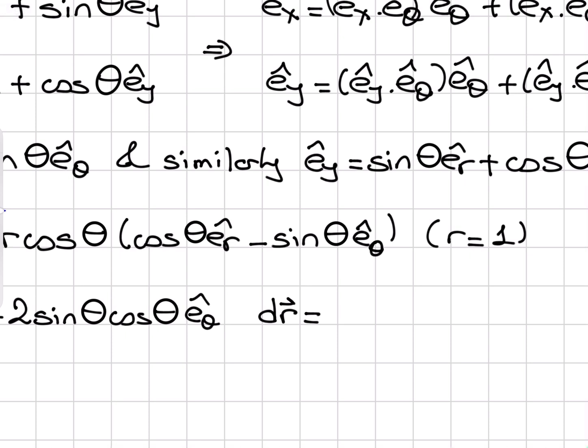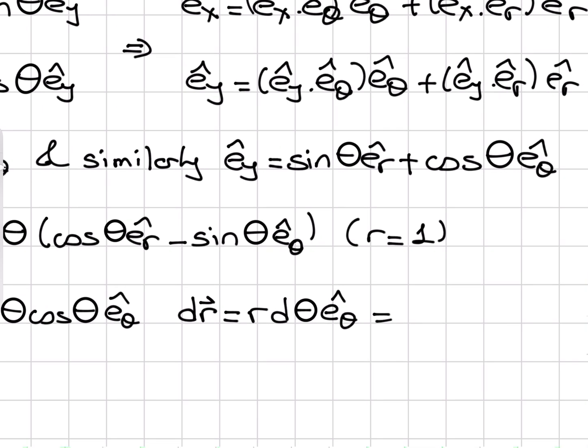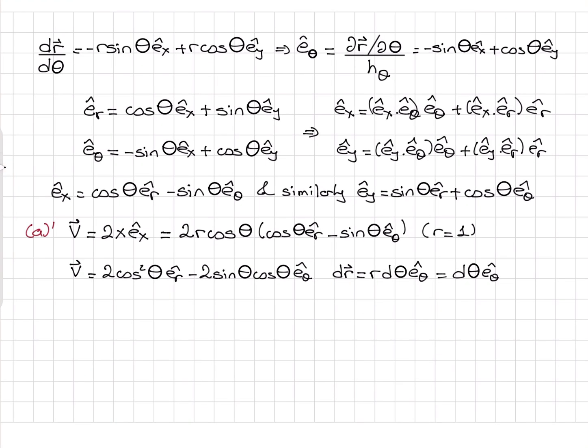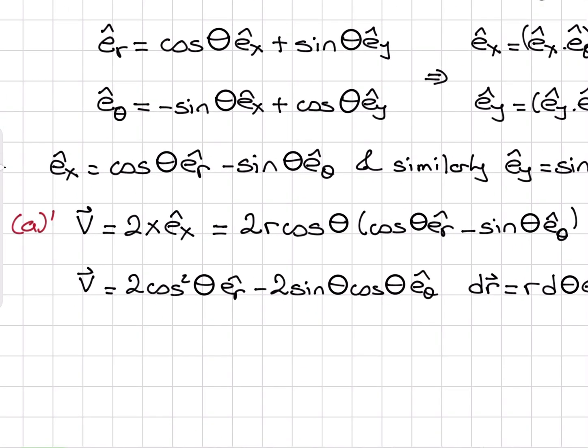R d theta in e theta hat direction. Well, r is equal to 1 on this path, so we have d theta in e theta hat direction. So that's what we have. Now we're ready to perform the integral.